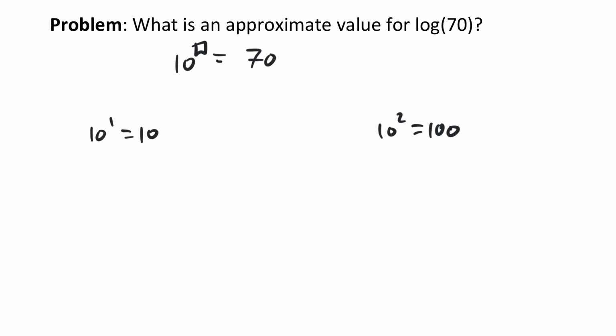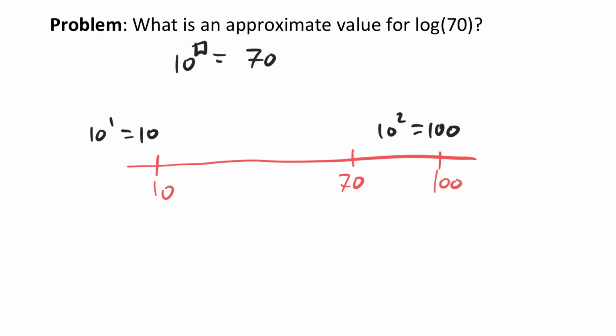So maybe it's kind of halfway, but we know 70 is closer to 100 than it is to 10, right? Like if we think about it, if this is a number line from 10 to 100, 70 is kind of over here. So if our number line up here for the powers is between 1 and 2, it's probably closer to 2 than it is to 1. I mean, we could do kind of like a fun guess and check, right?